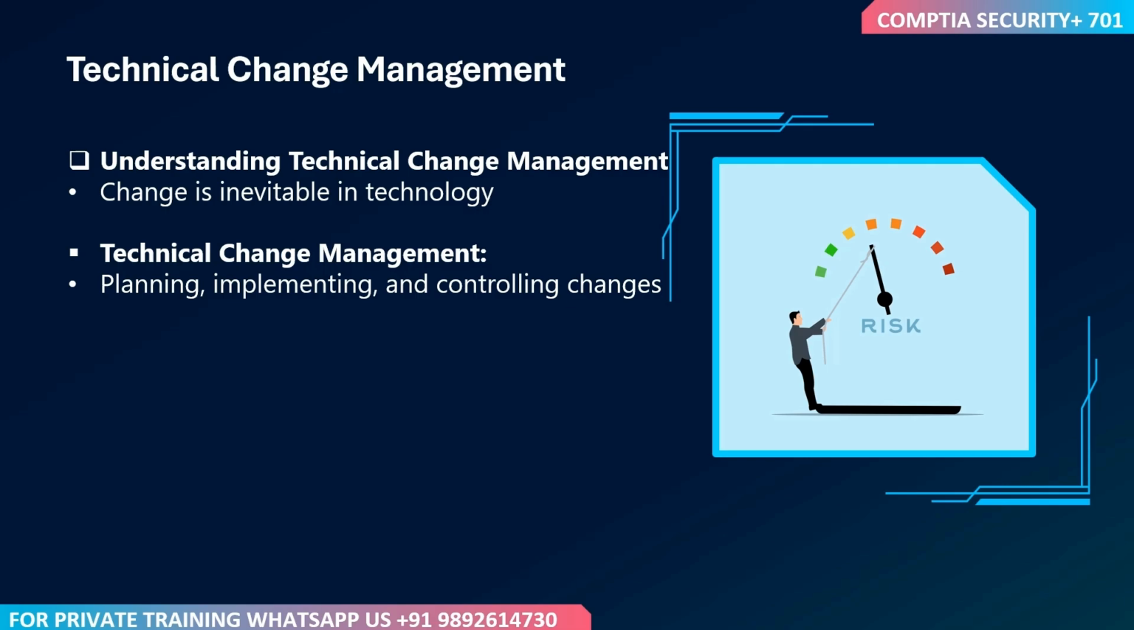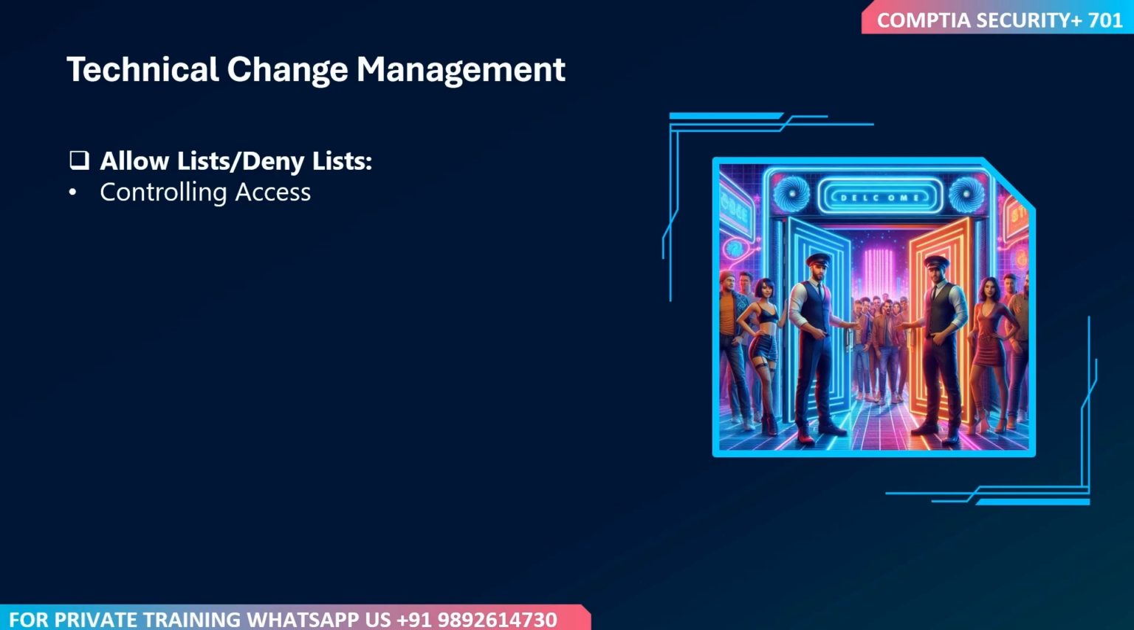In simpler terms, it's the process of effectively planning, implementing, and controlling changes to technical environments to minimize the risk and ensure smooth transitions. Let's dive into the technical implications of change management and explore how each aspect affects the overall process. The allow list and the deny list, that is the controlling access.